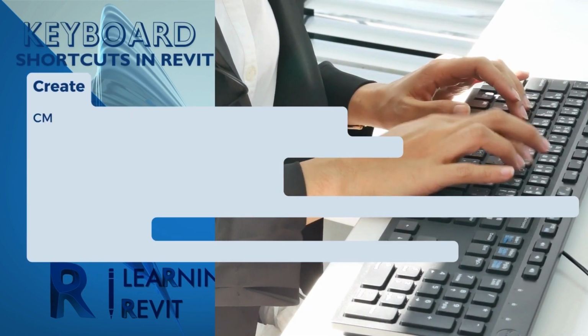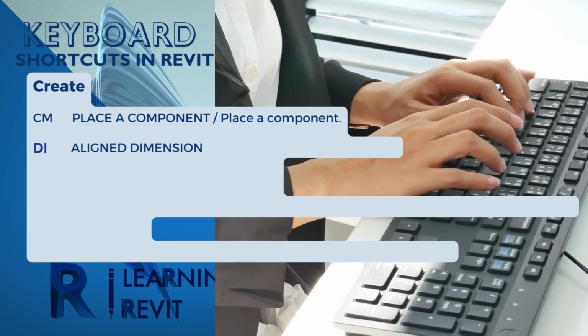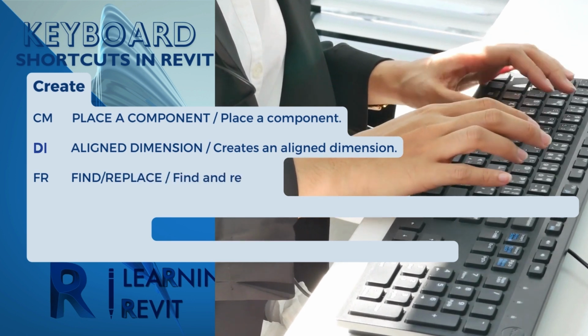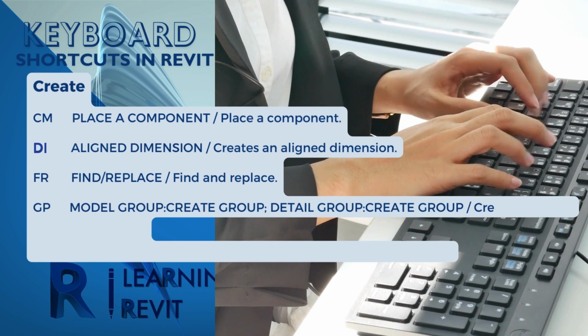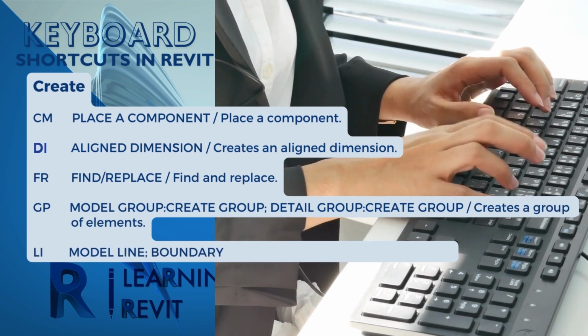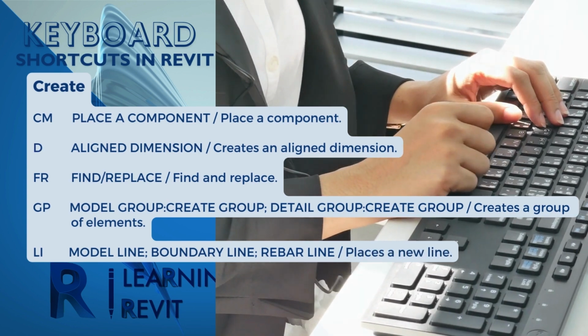Next category is Create. CM. Place a component. DI. Align dimension. Creates an aligned dimension. FR. Find and replace. GP. Model group and detail group. Create group. Creates a group of elements. LI. Model line, boundary line, rebar line. Places a new line.